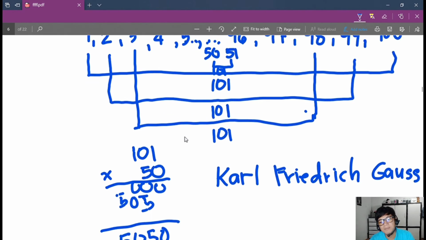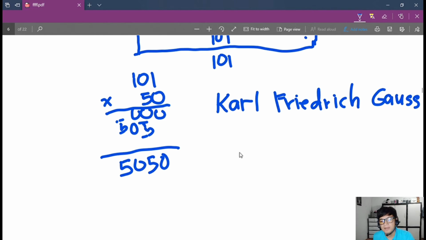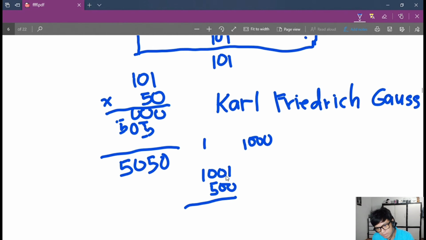So, madali lang. So, halimbawa, binigyan ko kayo ng numbers na okay, find the sum of numbers from 1 to 1,000. So, ang mangyari dyan, ang pag-i-partner niya, 1,001. So, ilan lahat ang pairs? So, divide nyo sa 2. So, 1,000 divided by 2 is 500. So, yan lang. So, 1,001 times 500.